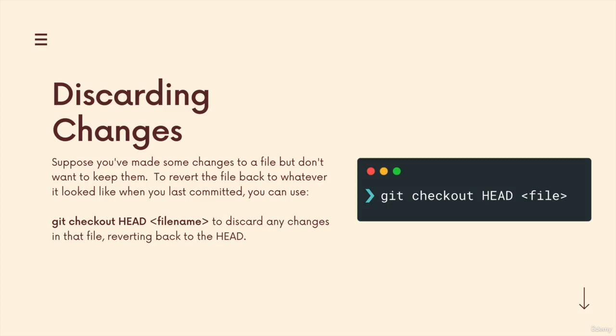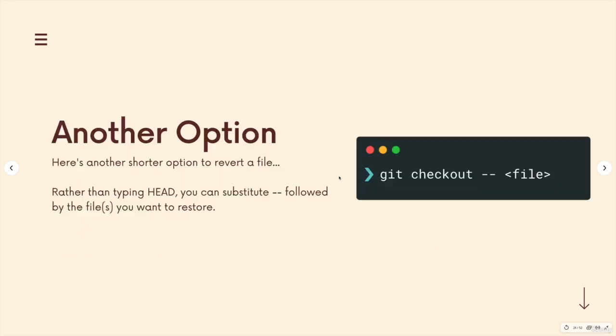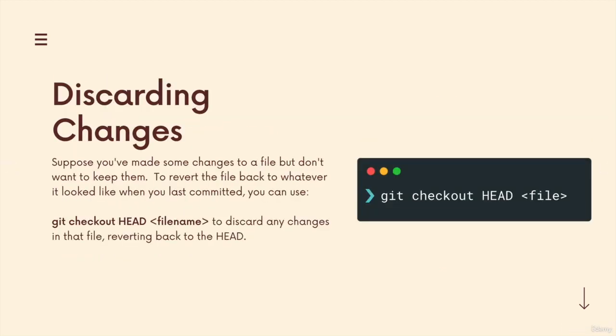Okay, so on to another use for the checkout command. We can use git checkout to discard changes from a file, basically to revert back to whenever we previously committed. So I'm going to demonstrate this in the next couple of commands. There's restore, another command. I'll use a very boring, stupid repository that will make it very clear how this works.